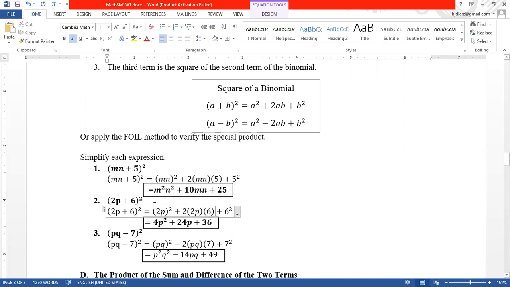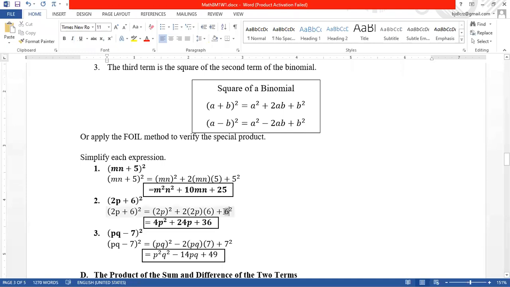Second example, 2p plus 6 raised to the power of 2. So our first term is 2p. So here 2p, dilisan na po nato si a plus 2. Si 2p na po itong gibutang and our second term is si 6. So atong gilisan si 6 and the last term here will be squared which is si 6.